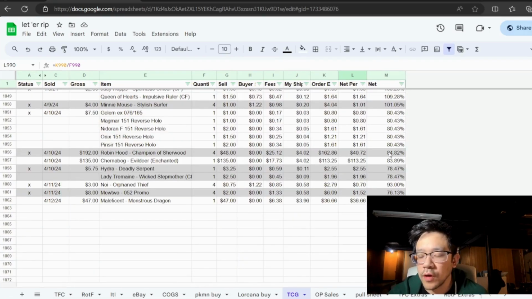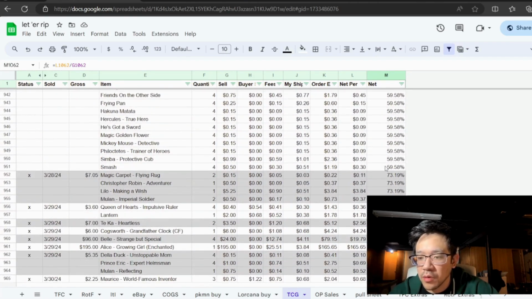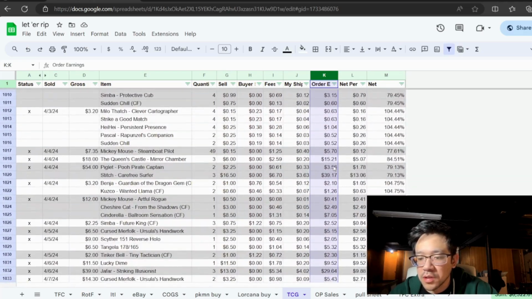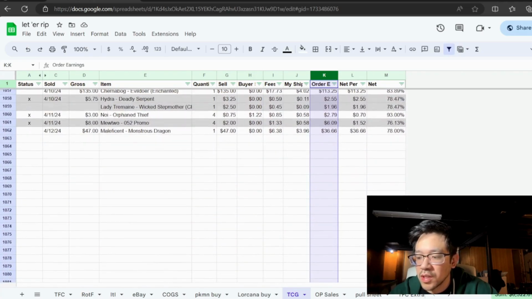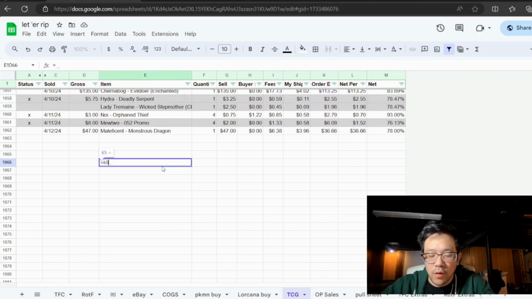Overall, if I wanted to find what my average is, adding all of these up is actually not very accurate, just because it doesn't account for the quantity in each order. But what we can do is we can see, okay, my order earnings overall, $6,522.69 over what I've listed in total, which is my gross here, $8,005. So if we roughly do 6,500 divided by 8,000, okay, we get about 81%.